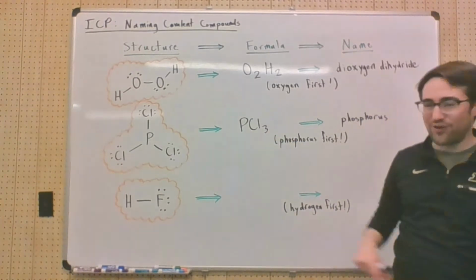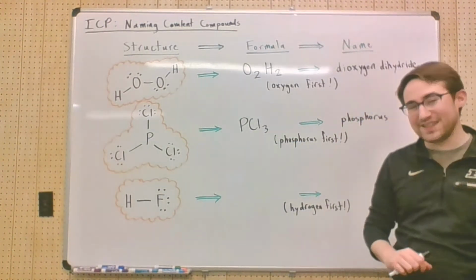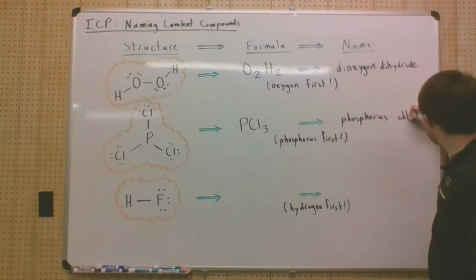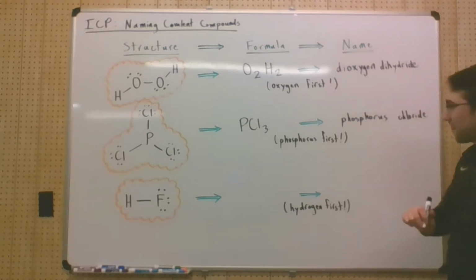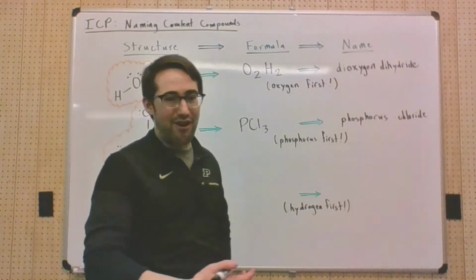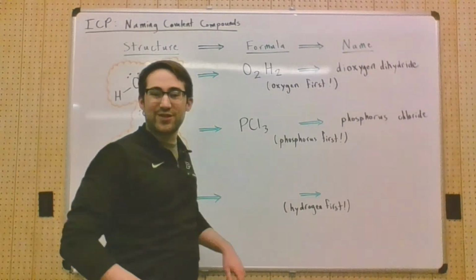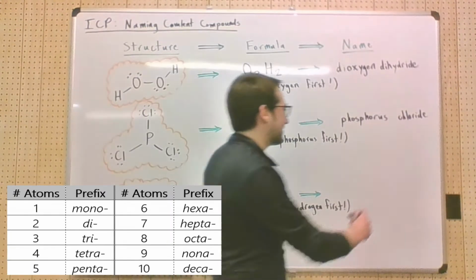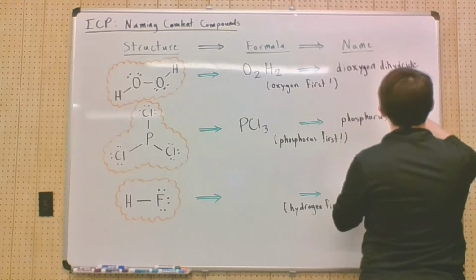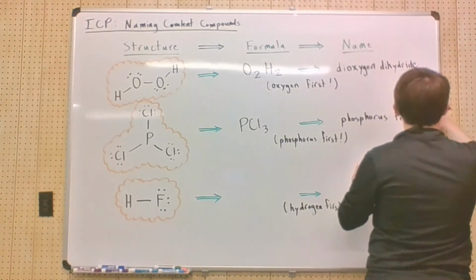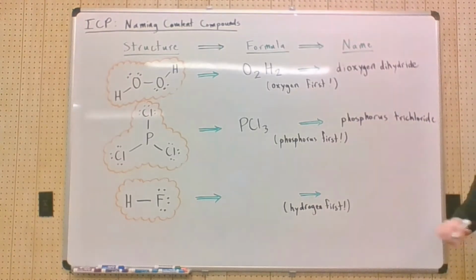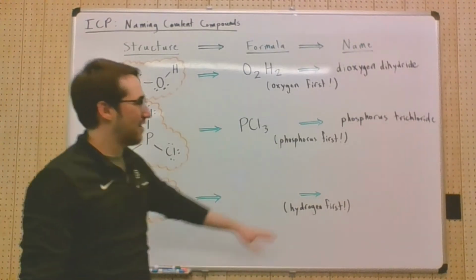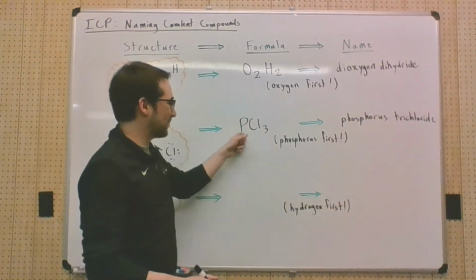The second guy, chlorine, is going to have the NE chopped off to become IDE. So chlorine is going to become chloride. And I also need a prefix to say how many there are, right? Since there are 3 chlorines, the prefix for 3 is tri. So this is going to be tri, T-R-I, chloride. Trichloride. So the name for this whole compound, this whole covalent substance, is phosphorus trichloride, and its formula is PCl3.